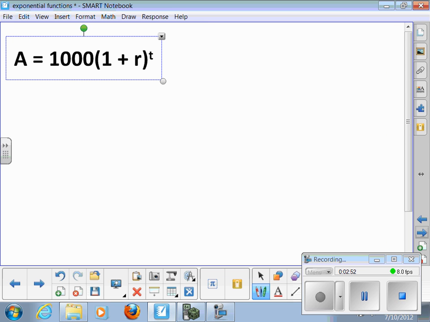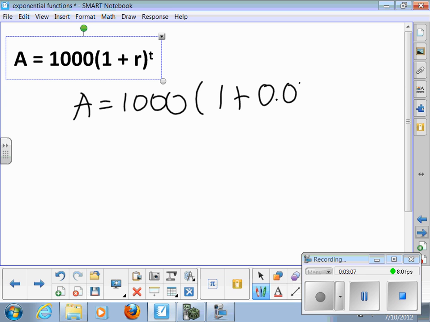Well, if the rate is 4%, then the amount will be equal to how much we started with, $1,000, times 1 plus the rate, 4%, or 0.04, raised to the time, number of years, and the question asked, how about after 5 years? So that can be simplified a little.